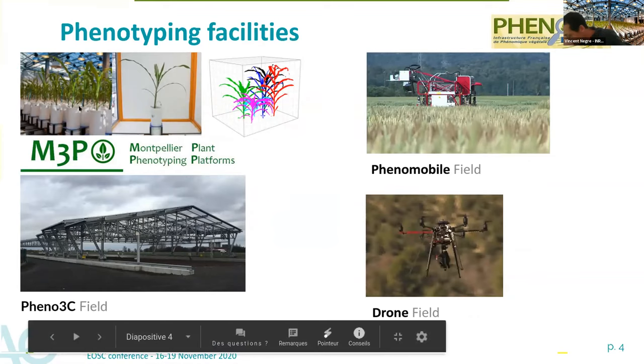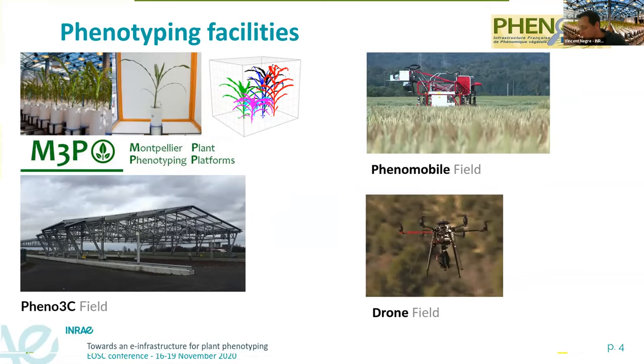On the top, you can see a conveyor belt, which allows transporting plants through imaging cabins. There the plants are digitalized. Some algorithms allow reconstructing the 3D structure of plants.